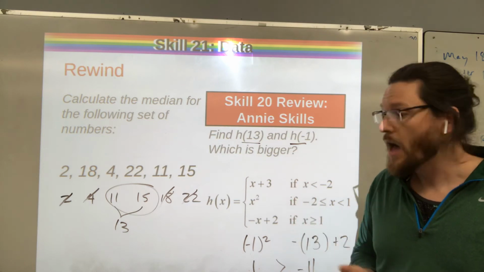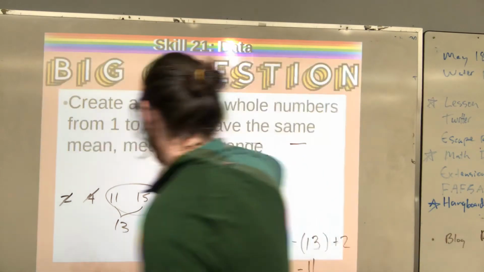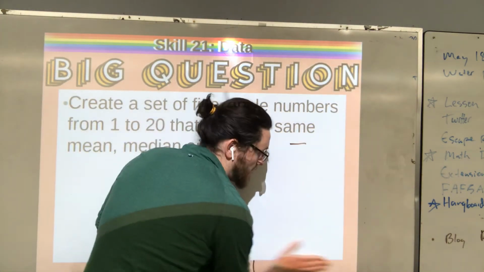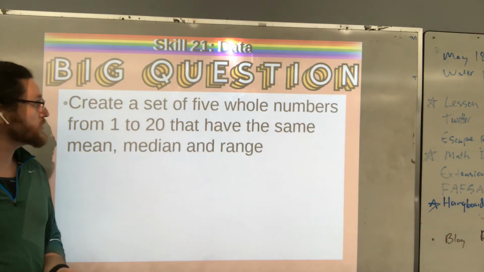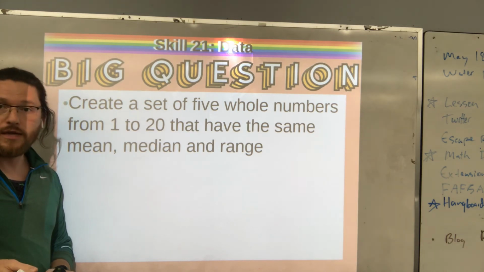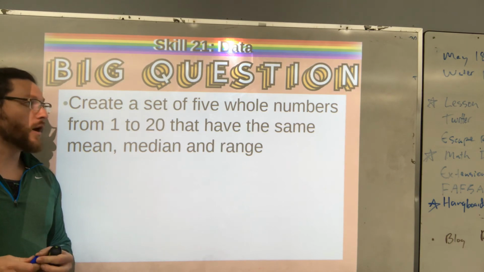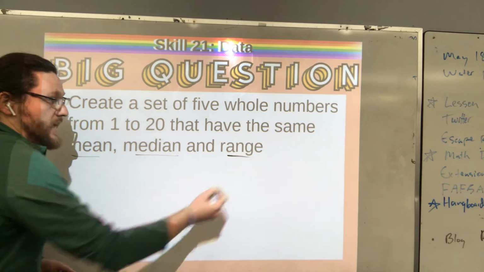Okay, one other quick thing that I want to set you guys up with for this rewind is a quick big question. Spend a couple minutes playing around with this. We'll talk about it at the beginning of the next video. I want you to see if you can come up with a set of 5 whole numbers, right? So like 1, 2, 3, no decimals, no fractions, between 1 and 20, and I want them to have the exact same mean, median, and range, okay?